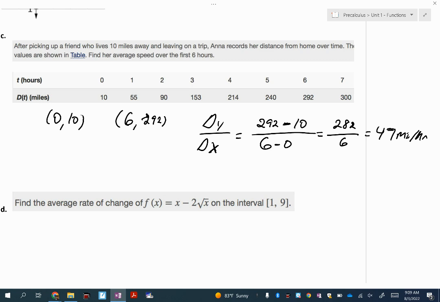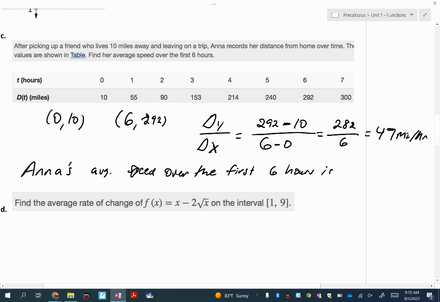So what we would say for our answer here is Anna's average speed over the first 6 hours is 47 miles per hour.